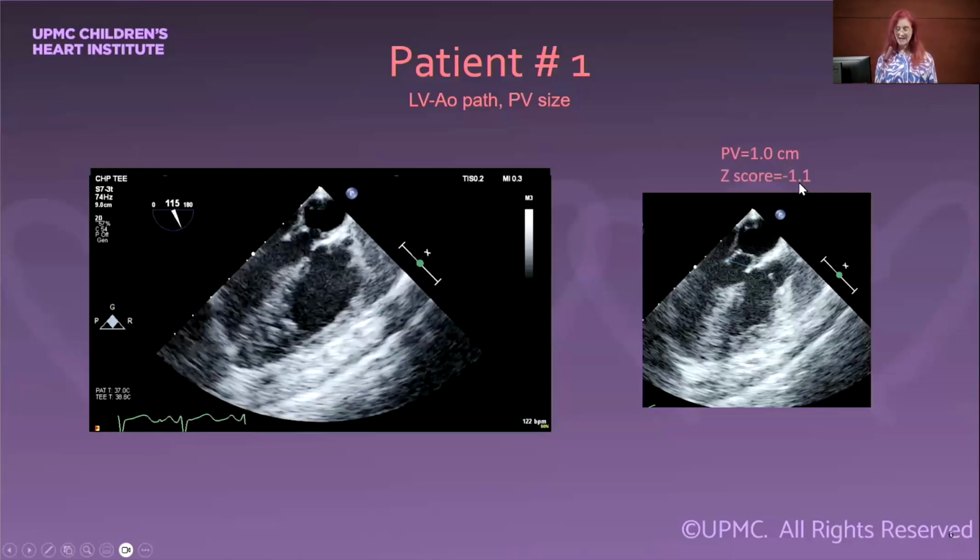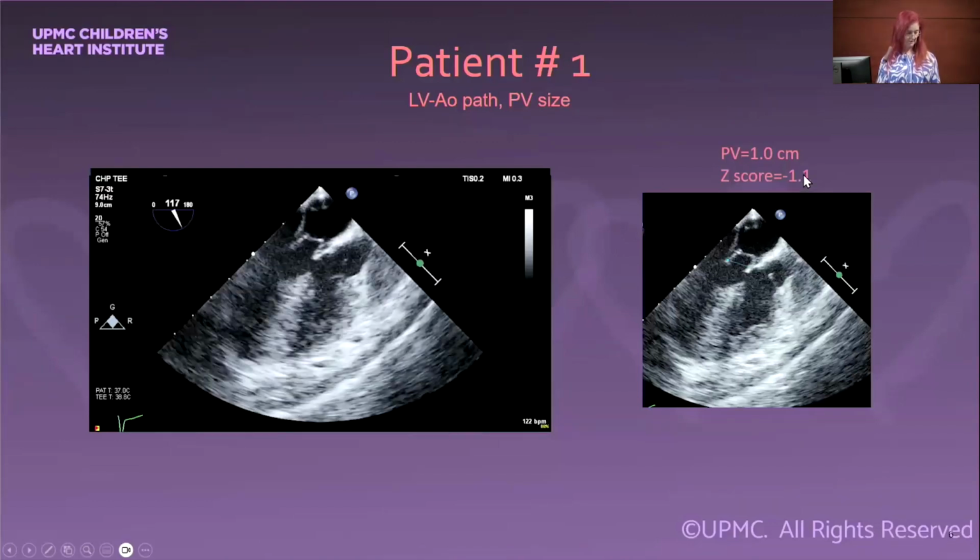Per Dr. Morell's request, we got the pulmonary valve annulus, 1 centimeter. The Z-score was minus 1.1, so actually within normal limits.